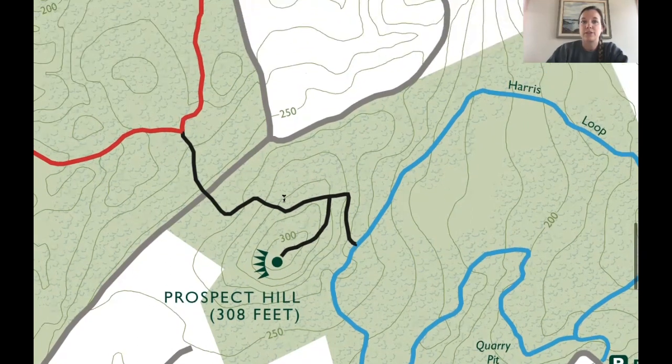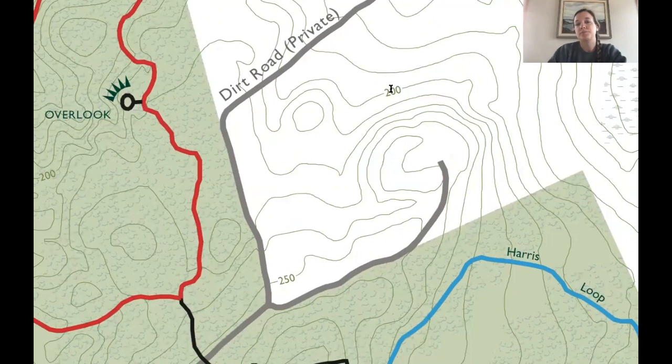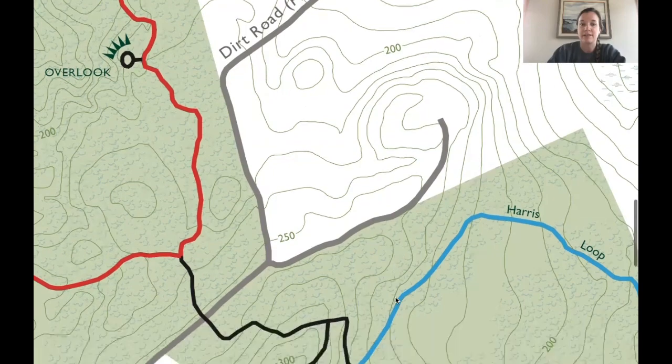And that's what we can look at on the entire map. So we know this line is 200. So the next line coming up in elevation would be 210 feet all along here until we get up to 250 feet at this line.